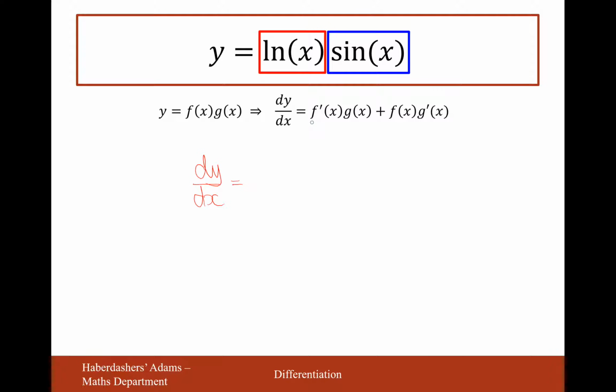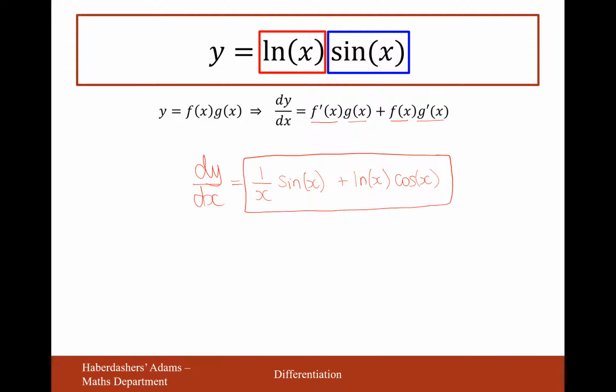So first thing we need to do in the product rule is differentiate the f function. This is the first function, so that's going to be 1 over x. Multiplied by the g function, that's just sine x. So we've differentiated one of them and kept the other one the same. Now we're going to do the opposite way around in the next move. So now it's going to be the f function, that's ln x, multiplied by the derivative of the g function, that's the last one, so that's cos x. And this is the answer to this question.